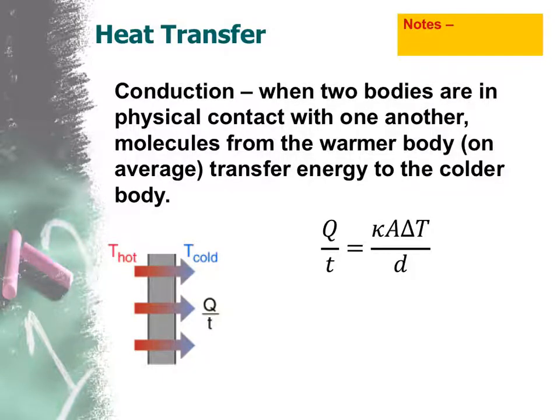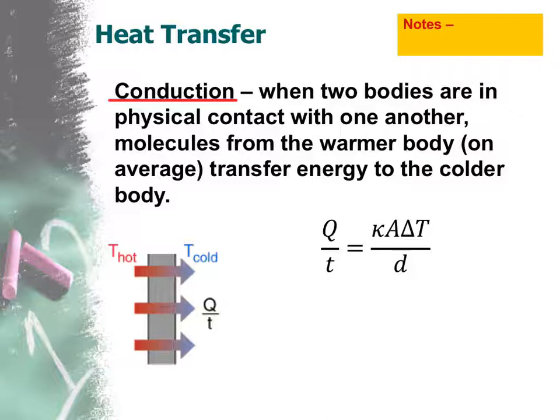Now, there are three primary ways in which heat is transferred between two bodies, and the first one is called conduction. Conduction takes place when two bodies are in physical contact with one another, and when that happens, molecules from the warmer body, on average, transfer energy to the cooler body.